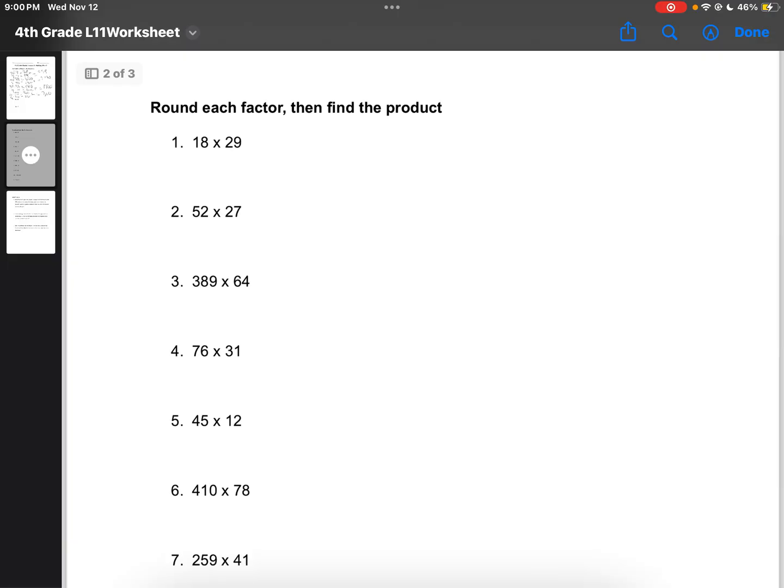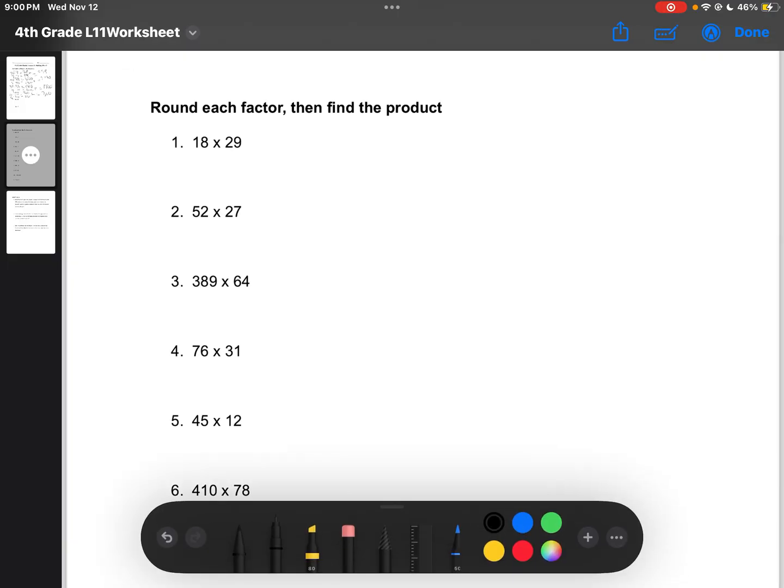Alright, next, it says round each factor, then find the product. So rounding will make this a whole lot easier. So 18 will round to 20, and 29 will round to 30. So it'll be 20 times 30. 2 times 3 is 6, and we just add those 2 zeros. So we'll get 600. Or about 600, since it isn't the actual answer.